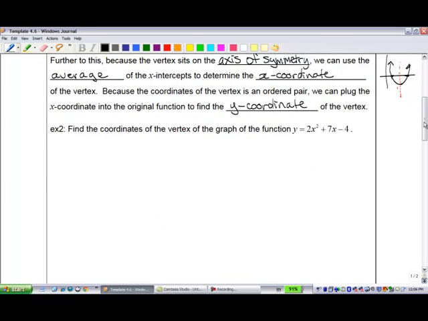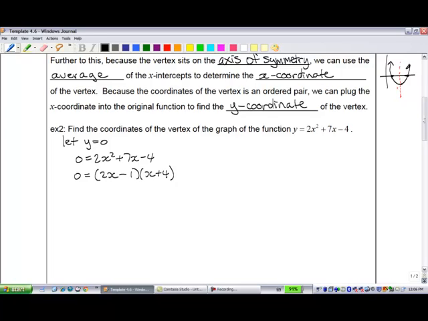What we're going to do is find the coordinates of the vertex of the graph of the function y equals 2x squared plus 7x minus 4. Let's find the x-coordinate first. Let y equal 0. We get 0 equals 2x squared plus 7x minus 4. We can factor that. Again, I'm not going to go through those techniques; that's in past units. That factors into (2x minus 1)(x plus 4).